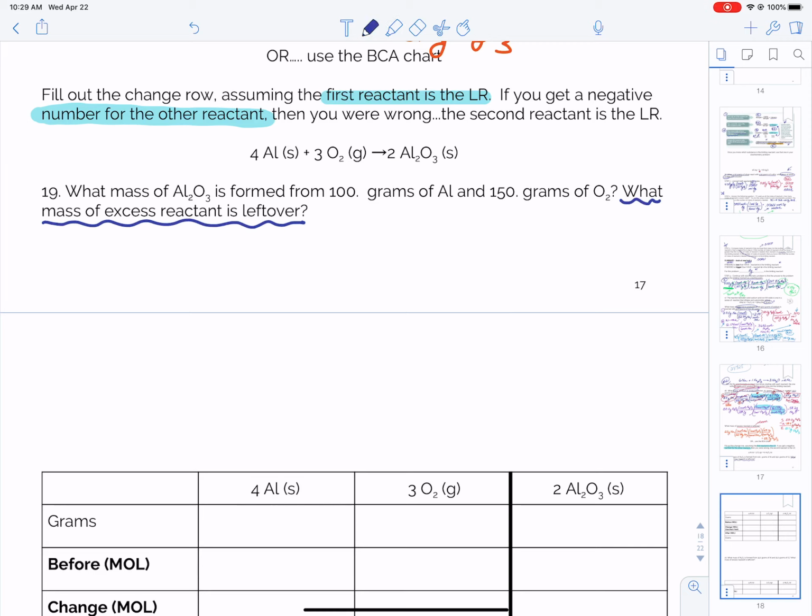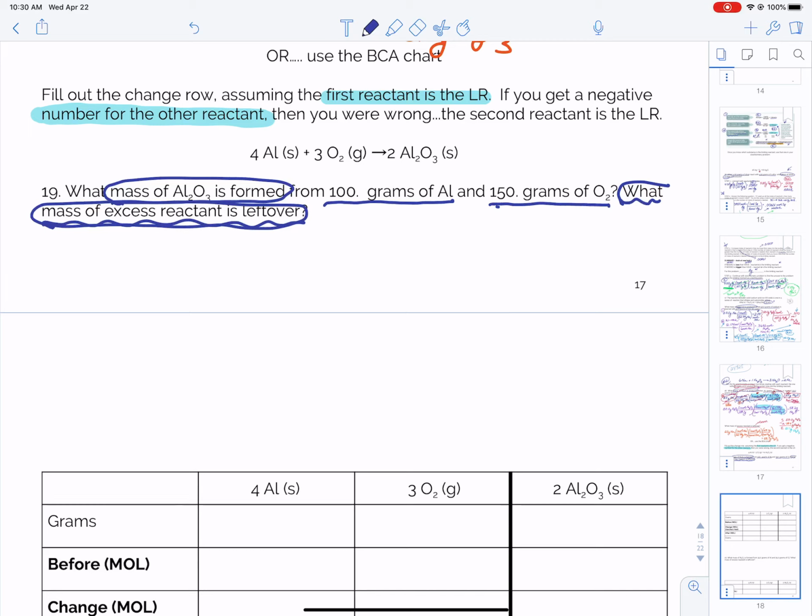So the question asks, what mass of aluminum oxide is formed, that's the product, from 100.0 grams of aluminum and 150.0 grams of oxygen. And then there's the second part to this question. What mass of excess reactant is left over? And when a question asks for both of these, that's when I like to use a BCA chart.